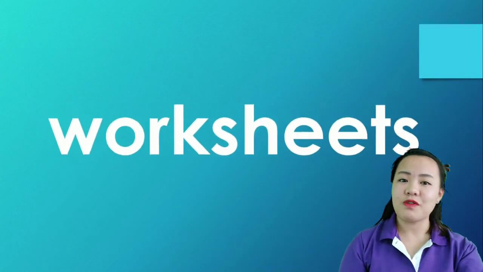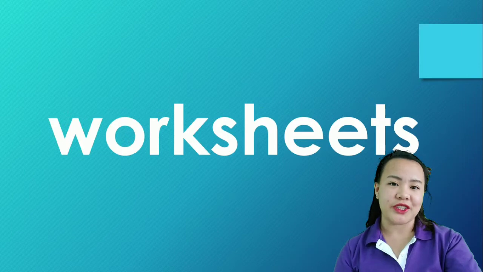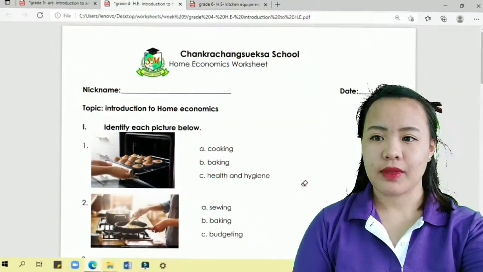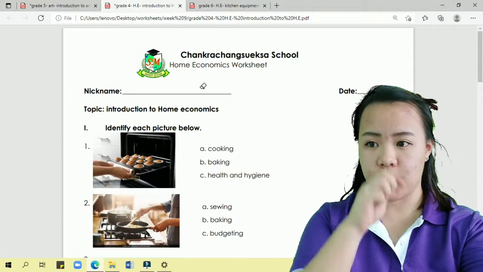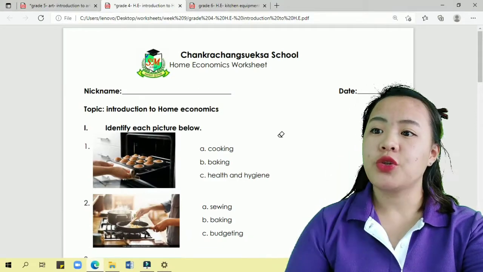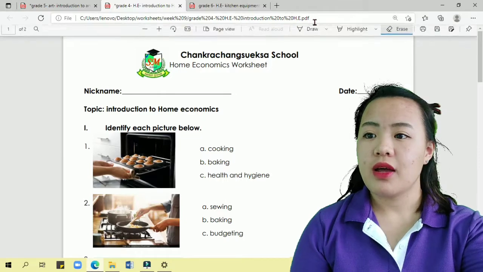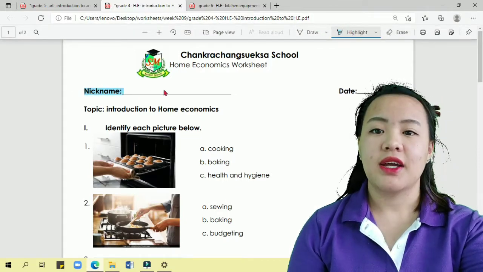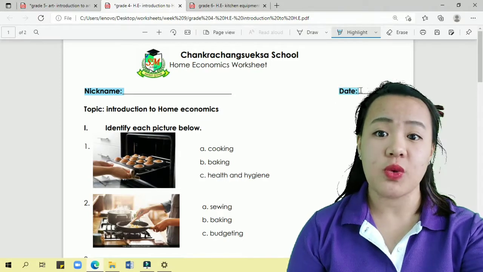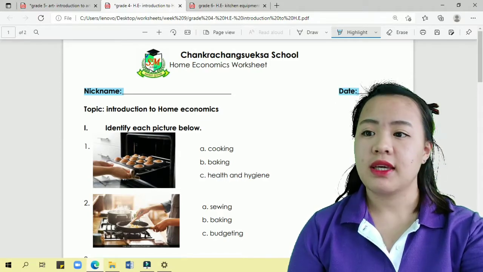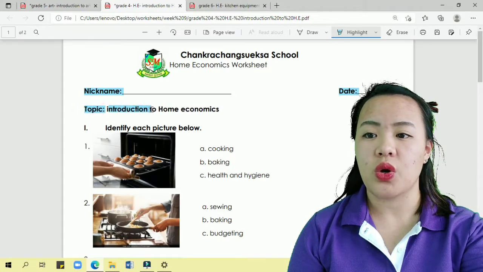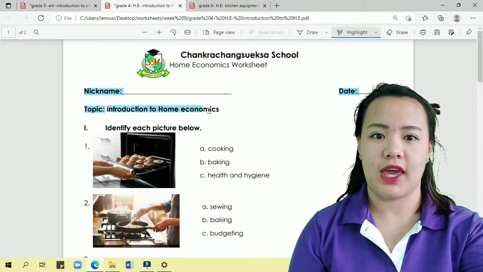So let's move on with our worksheet for today. Are you ready? Let's go. This one is your worksheet. I want you to write your nickname, and write the date when you're going to answer your worksheet. Our topic for today is Introduction to Home Economics. So test 1.